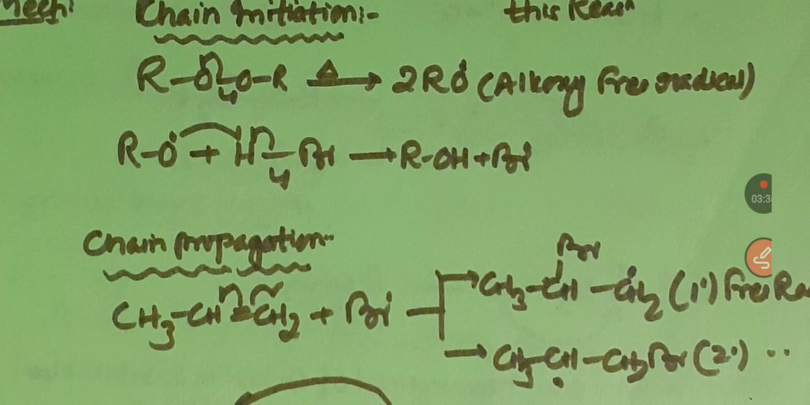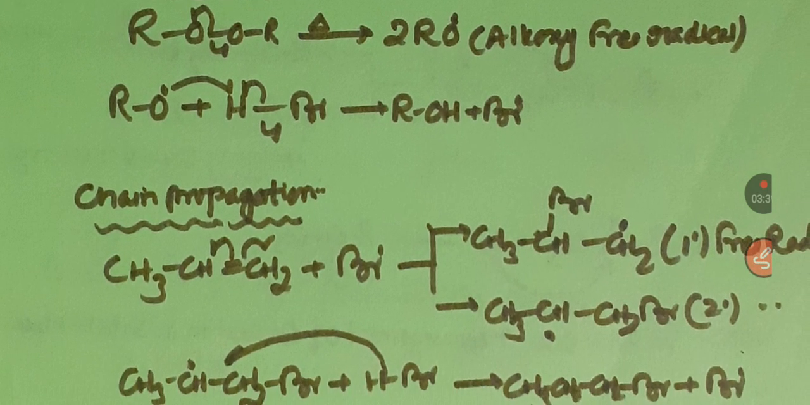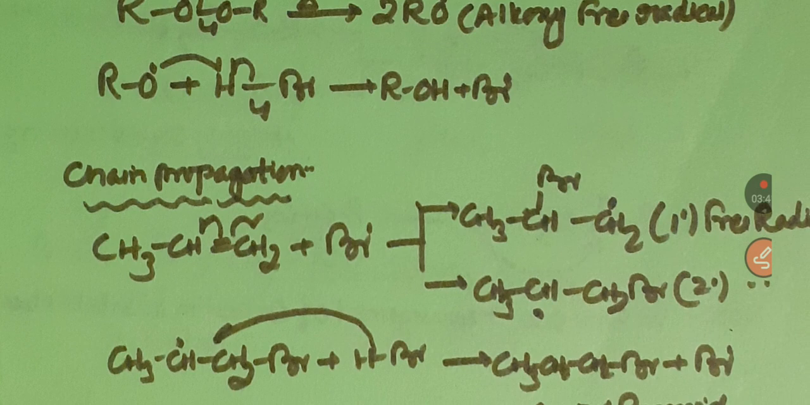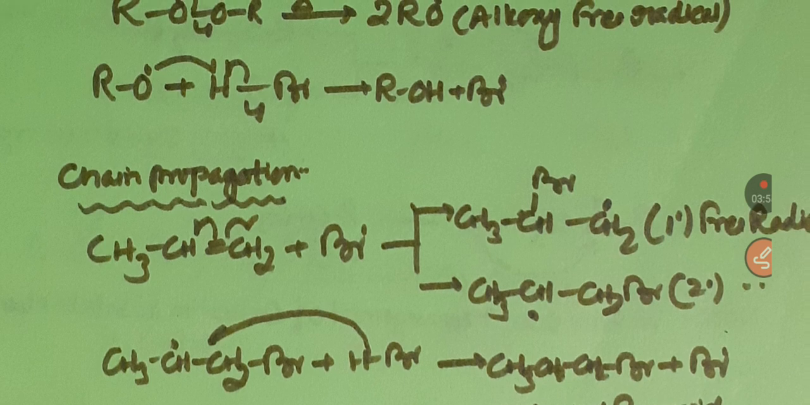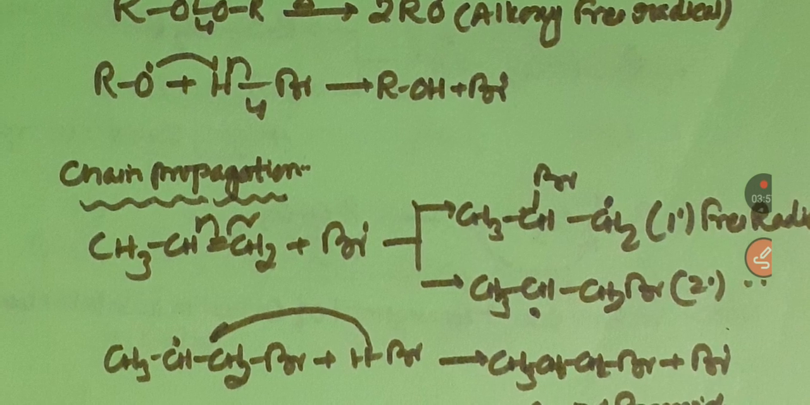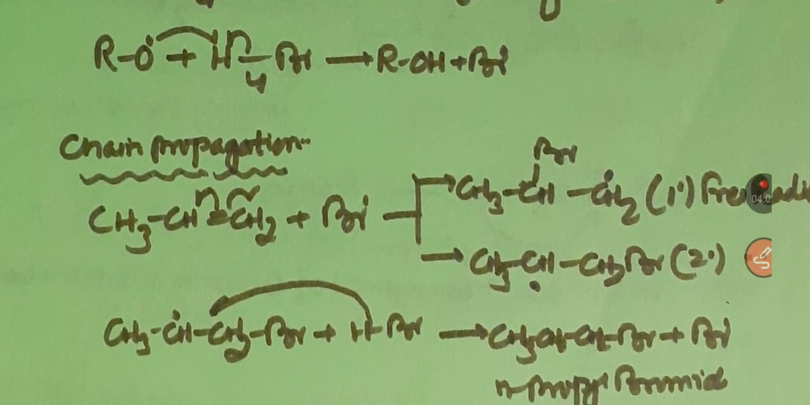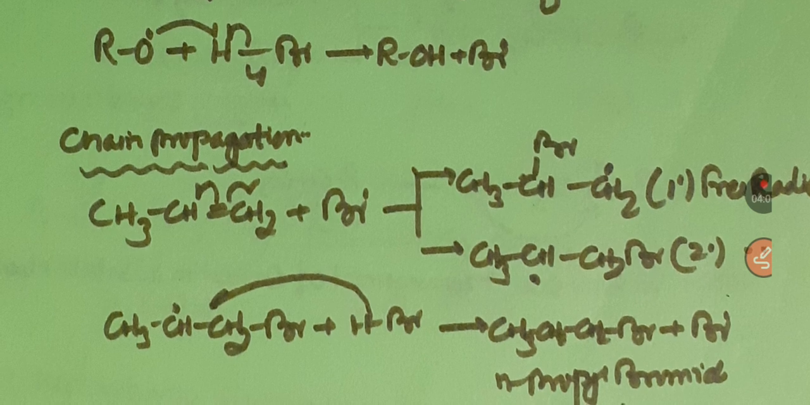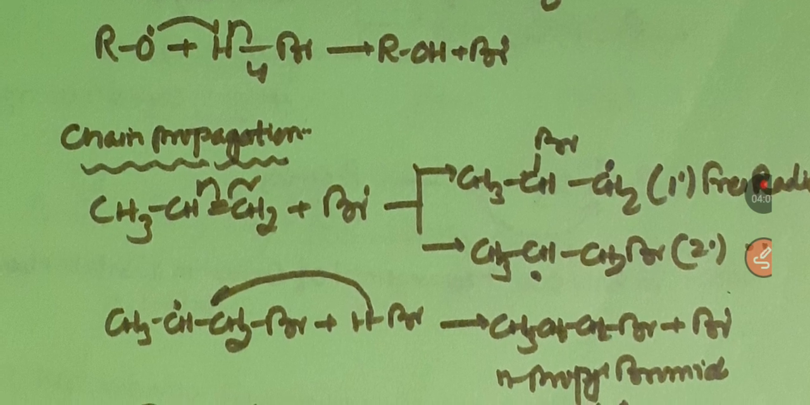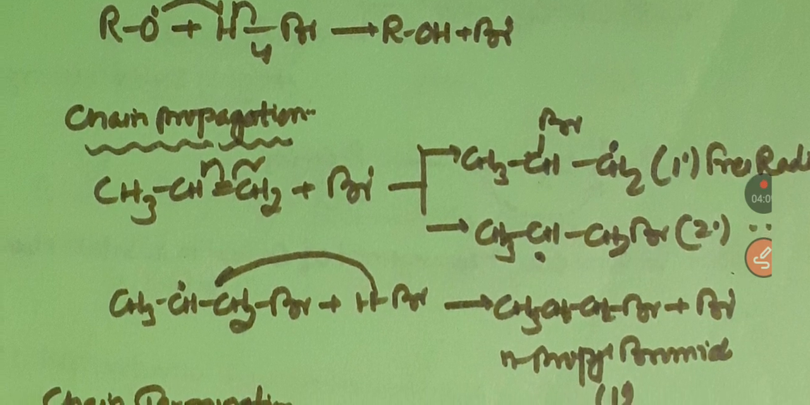Now in the second step, the chain propagation step, this step involves the interaction of free radical with the reactant molecule. So bromine free radical can attach to both sides of the double bonded carbon. When it is attached with the left side of the double bonded carbon atom, then it produces 1 degree free radical. You can see on your screen. But when it is attached with the right side of the double bonded carbon, it forms 2 degree free radical.